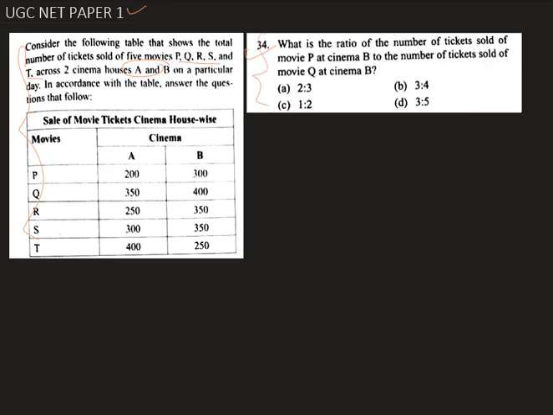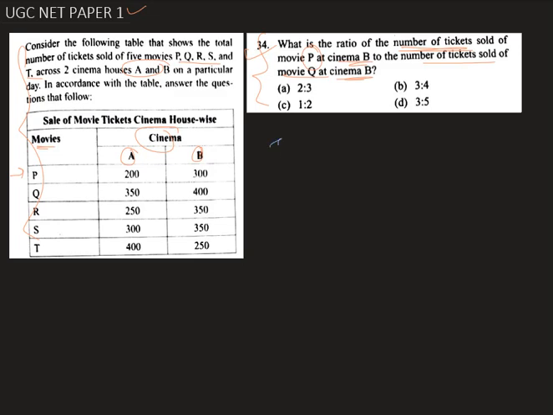In this table, we are given some movies and corresponding sale of tickets on a particular day for 2 cinema halls A and B. Here we are asked, what is the ratio of number of tickets sold of movie P at cinema hall B to the number of tickets sold of movie Q at cinema hall B?